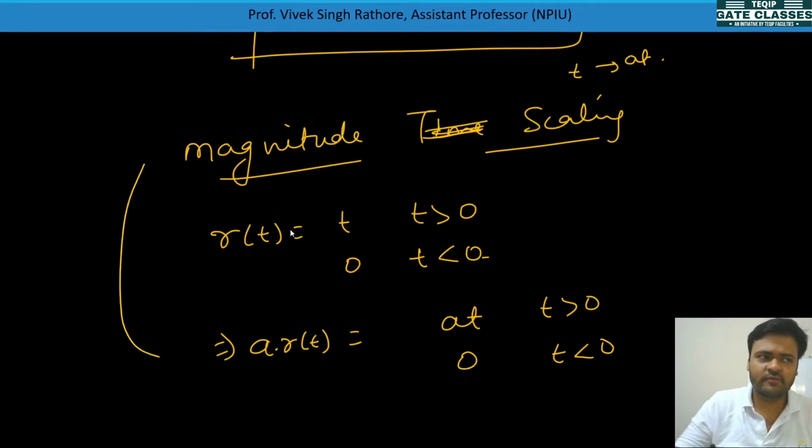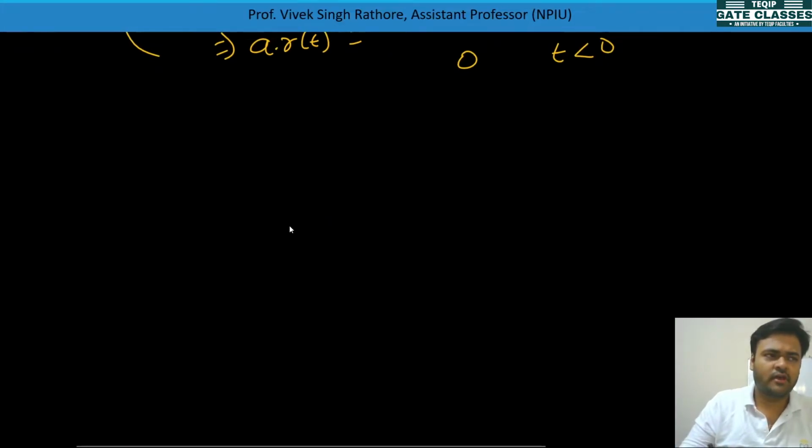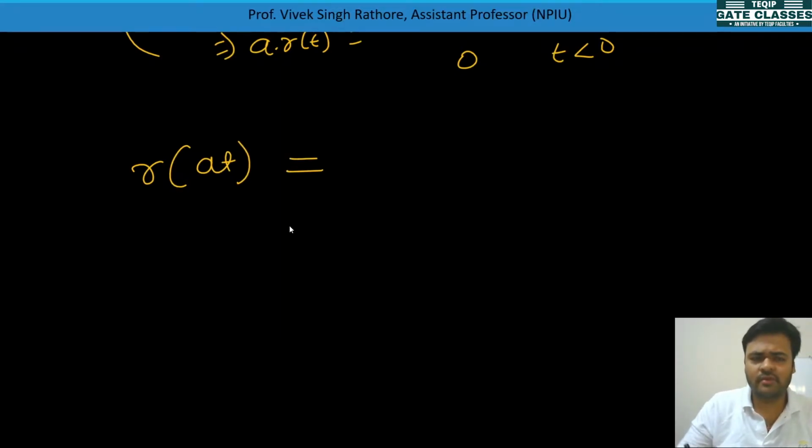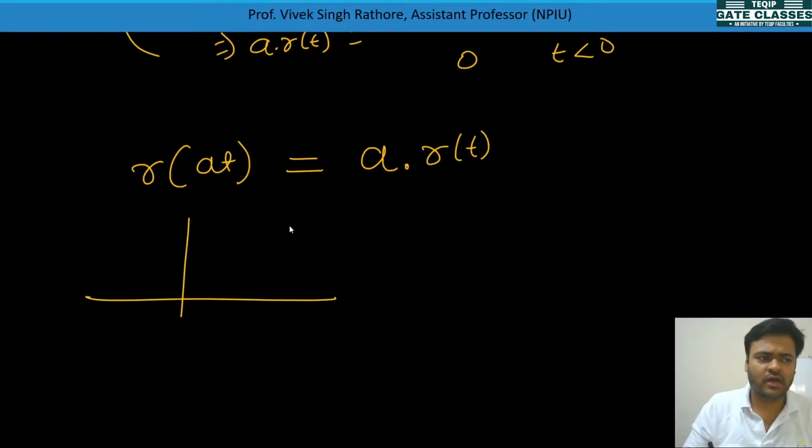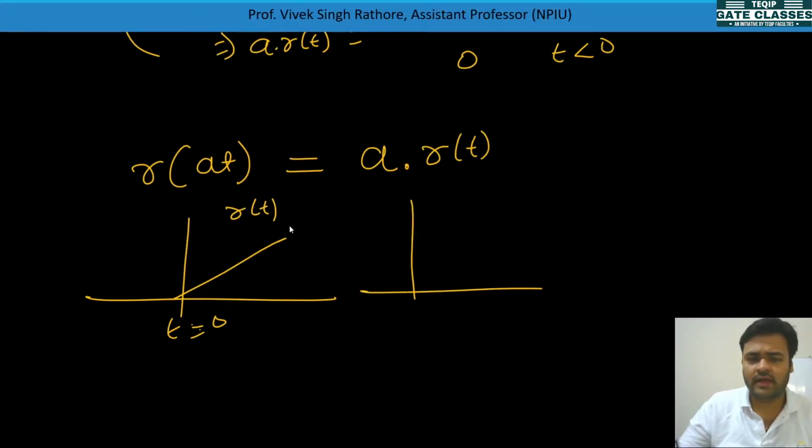Is it not the same thing which we have done, calculated for r of at? If you find the same thing, then you can conclude that when a ramp signal is time scaled, it is equal to the magnitude scaling of the ramp signal. This is our r(t) at t is equal to 0. Now when you time scale, you need to change the slope, and the slope will be the scaling factor a. So the scaling slope will be a.